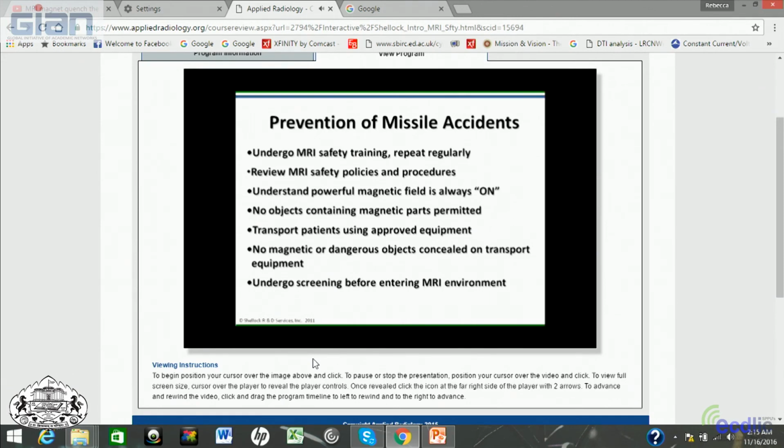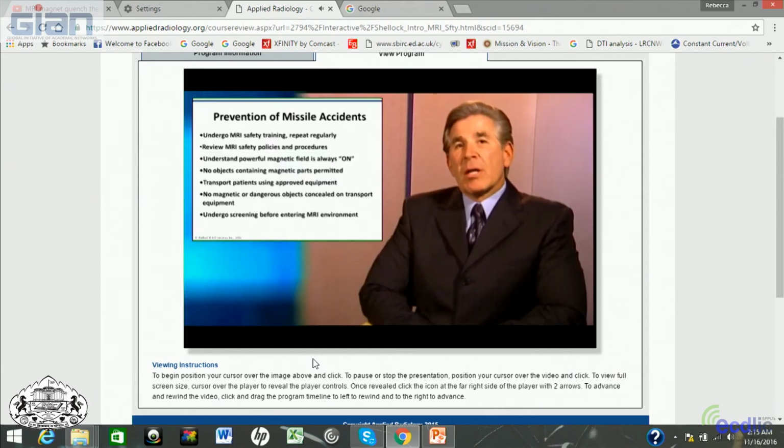Never allow equipment, devices, or other objects containing magnetic parts into the MRI environment. You should only use patient transport devices such as wheelchairs, gurneys, and stretchers that have been specially designed and approved for use in the MRI environment. Before you are allowed into the MRI environment, you must undergo a screening procedure to ensure that there are no problems or issues that might pose a danger to you in this setting.